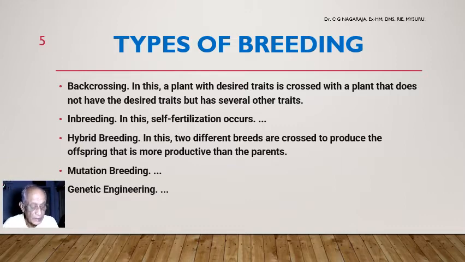And we have inbreeding. That means they allow heterozygous plants to inbreed within themselves, and many generations will pass, and we ultimately get a progeny of pure line.